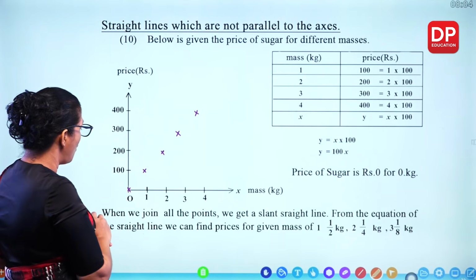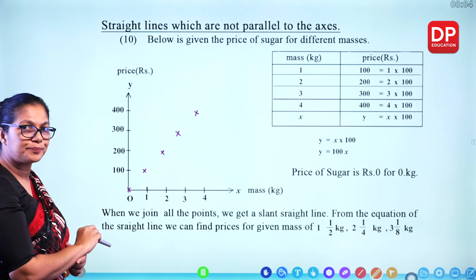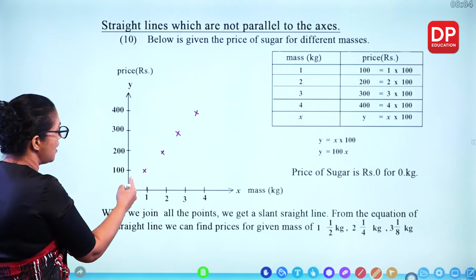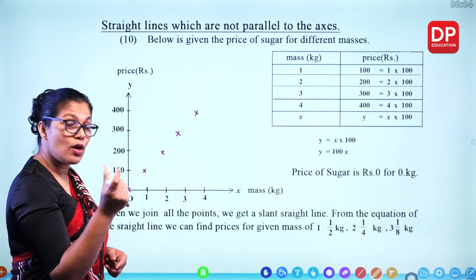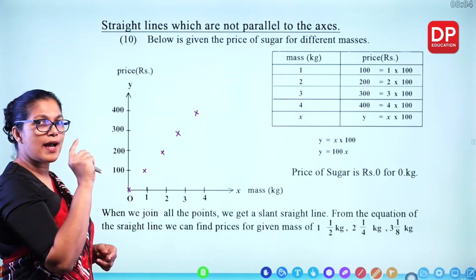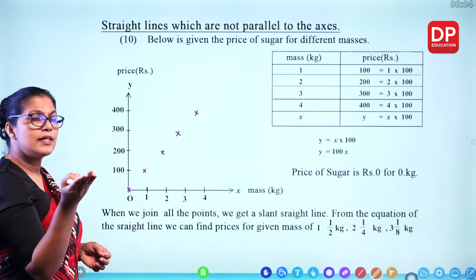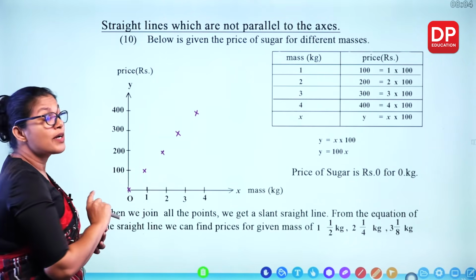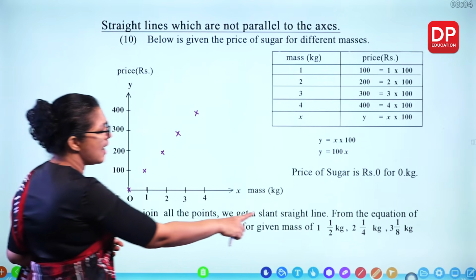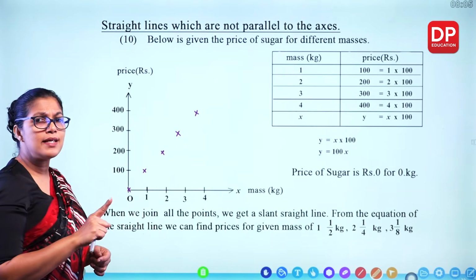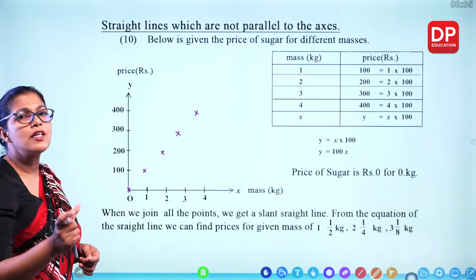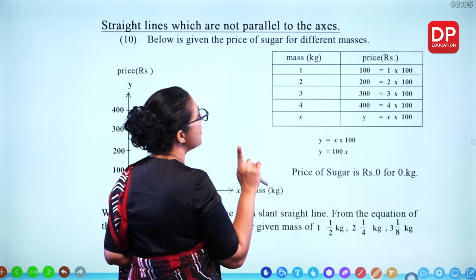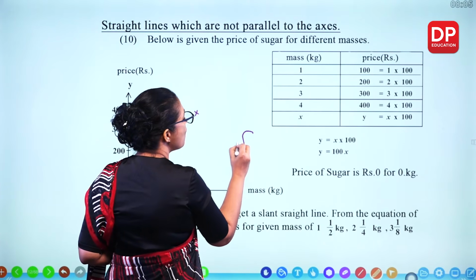Now, can we join these points? Yes, we can, because if this is half a kilo, you should be able to find out the price. That means 500 grams. So here, when you connect this, you can find out any value. Why can we connect this? Because this is a continuous graph. And also you need to remember, we can call this one a function.